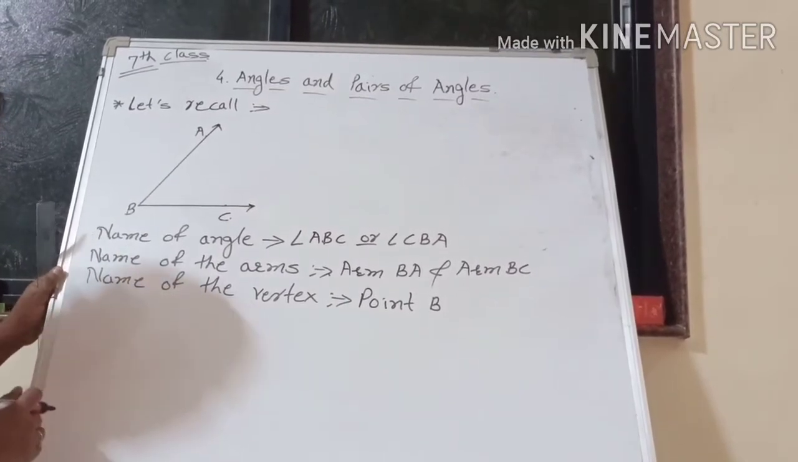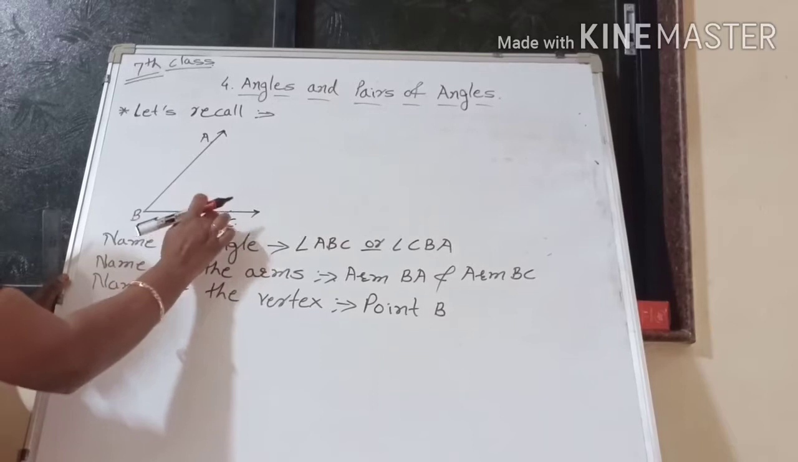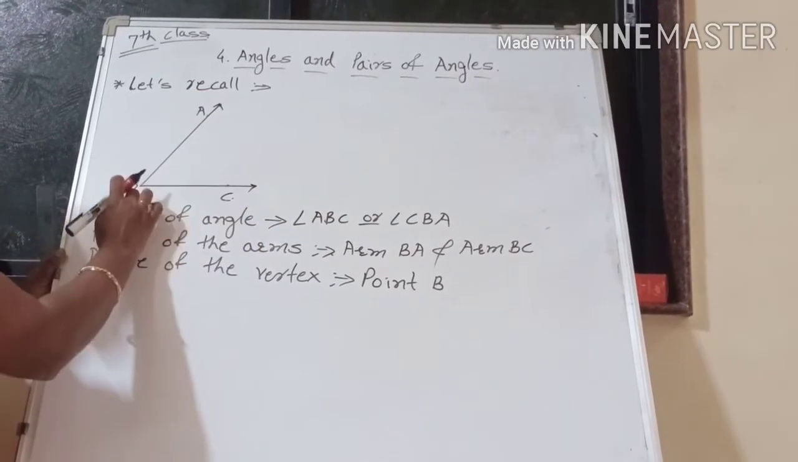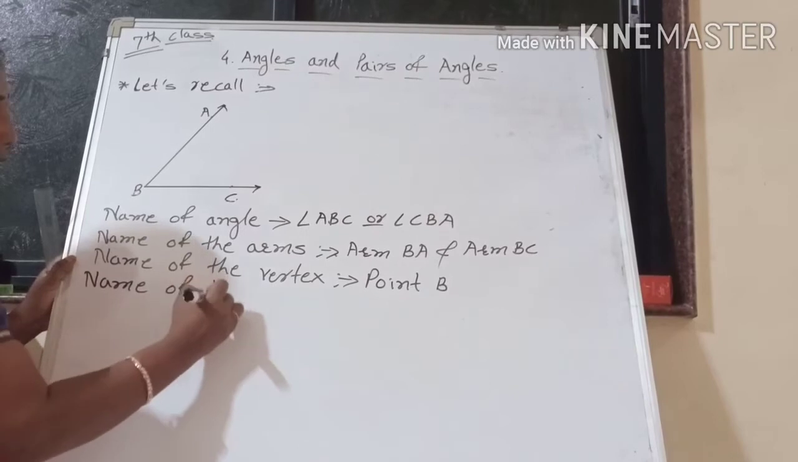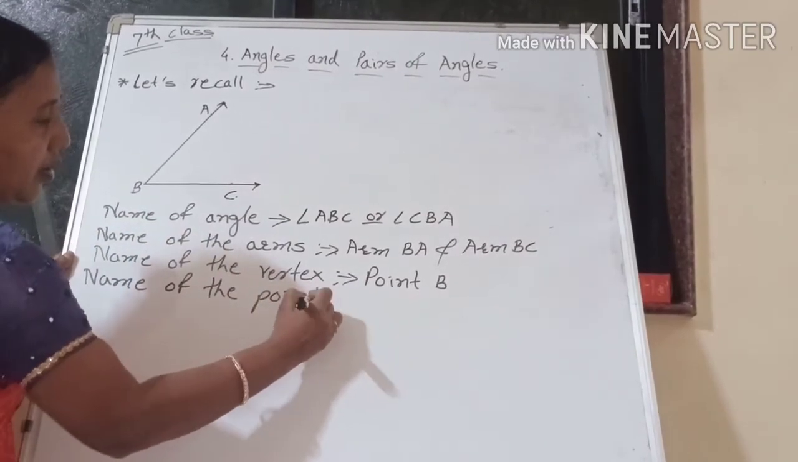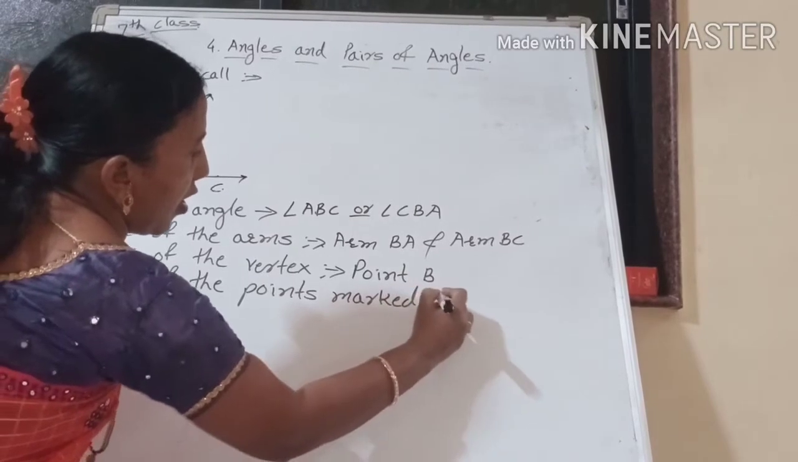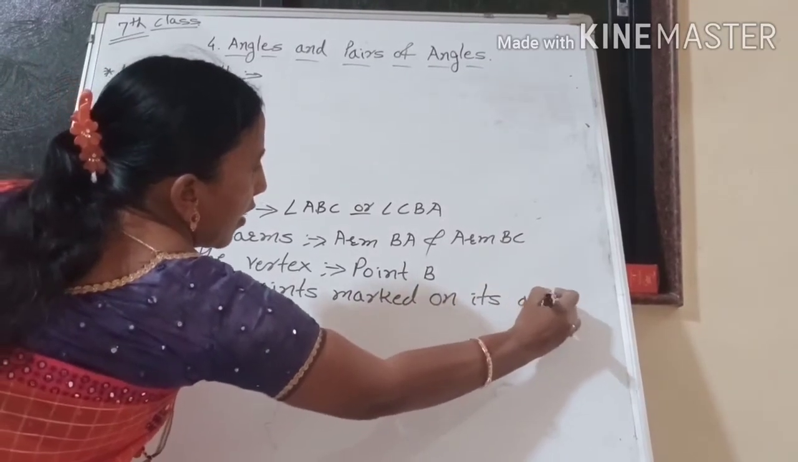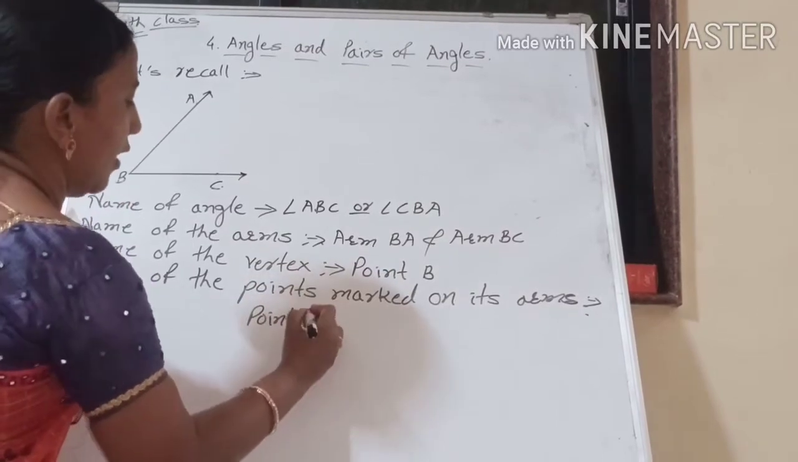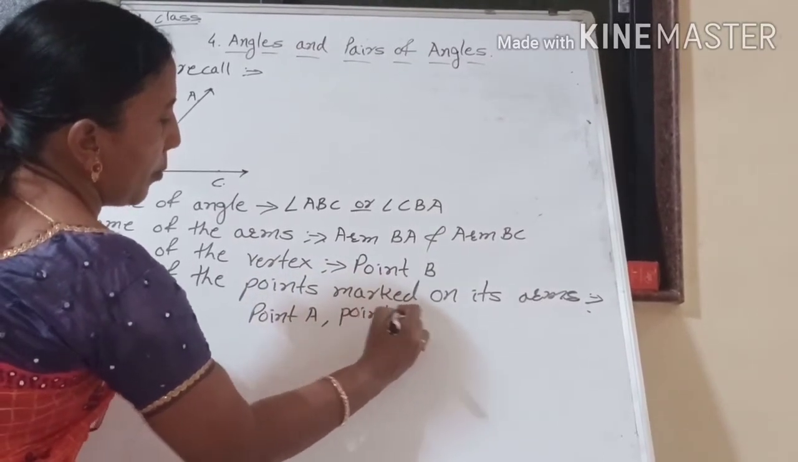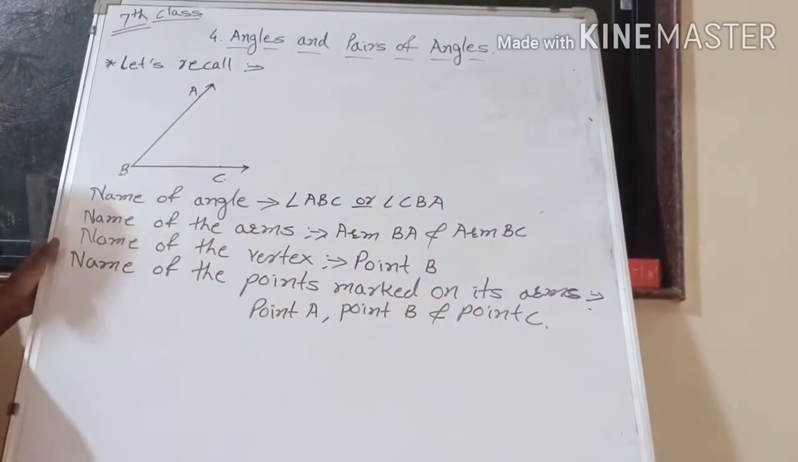Then next, points marked on its arm. आर्मवर कोणते कोणते पॉइंट आहेत? पॉइंट A, पॉइंट B, पॉइंट C. बाजूवर कोणकोणते पॉइंट आहेत? पॉइंट A, पॉइंट B and पॉइंट C. Name of the points marked on its arm: point A, point B and point C. Understand? Let's recall मध्ये आपण हे पाहिलेलं आहे.